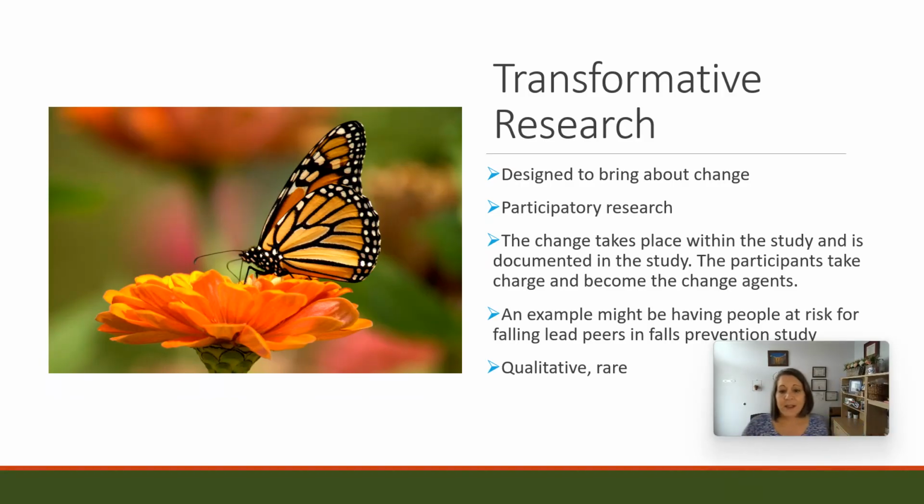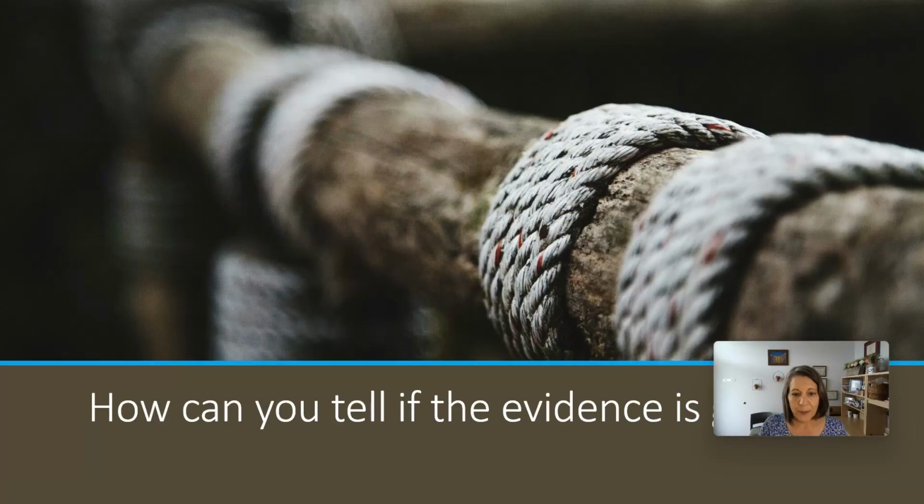Transformative research then is designed to bring about change, and this is often considered to be participatory research, where the participants actually get involved in the research process themselves, taking over the research process, and they become the change agents. So an example of this might be if we're doing a fall prevention study and we have these people who are at risk for falls lead their own peers in a fall prevention class or study. Okay, they are more rare. They do occur in occupational therapy, but they're just a little bit more rare.